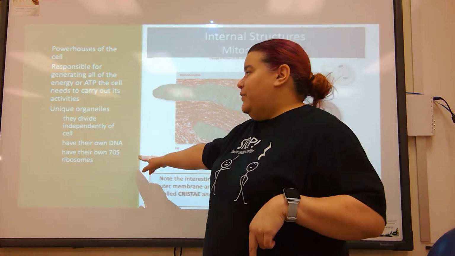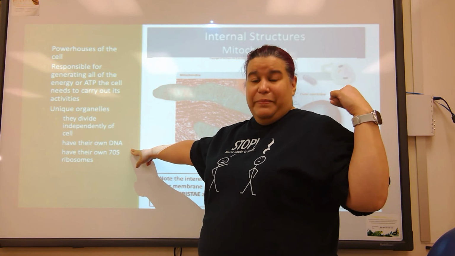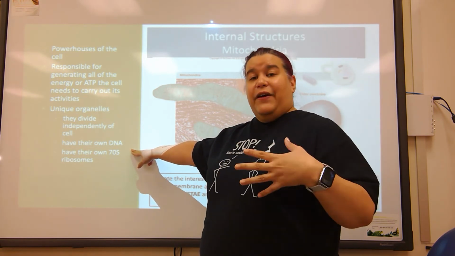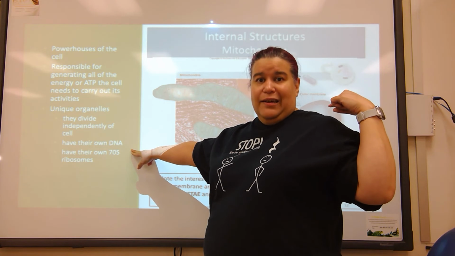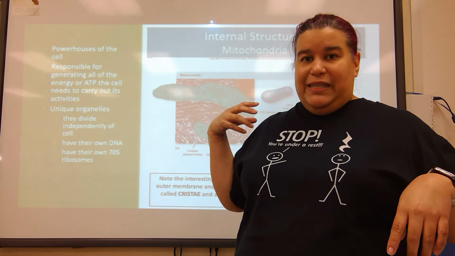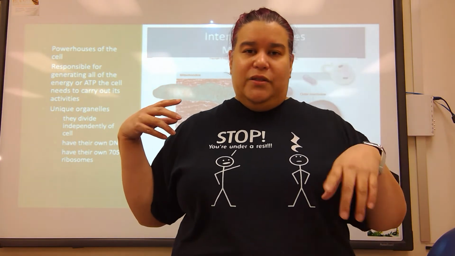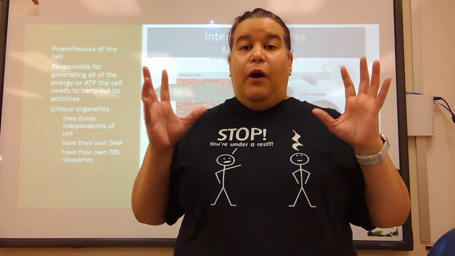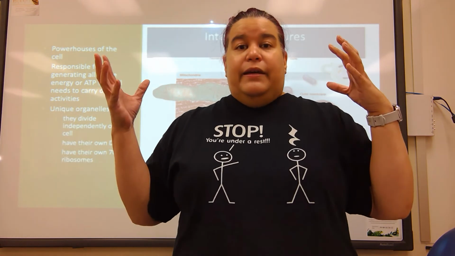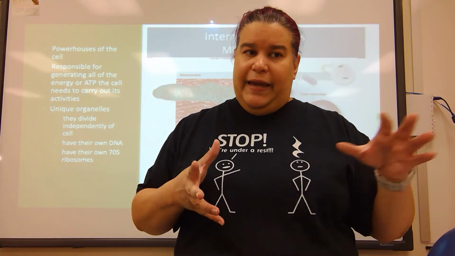Two, they have their own DNA. Remember I told you, another thing that lends credibility to the idea of this engulfing, endosymbiosis, is the fact that these things have their own genetics, okay? And then finally, the ribosomes that you see inside of mitochondria are the 70S, which is the size you see inside of bacteria. In eukaryotic cells, the ribosomes are bigger, okay?